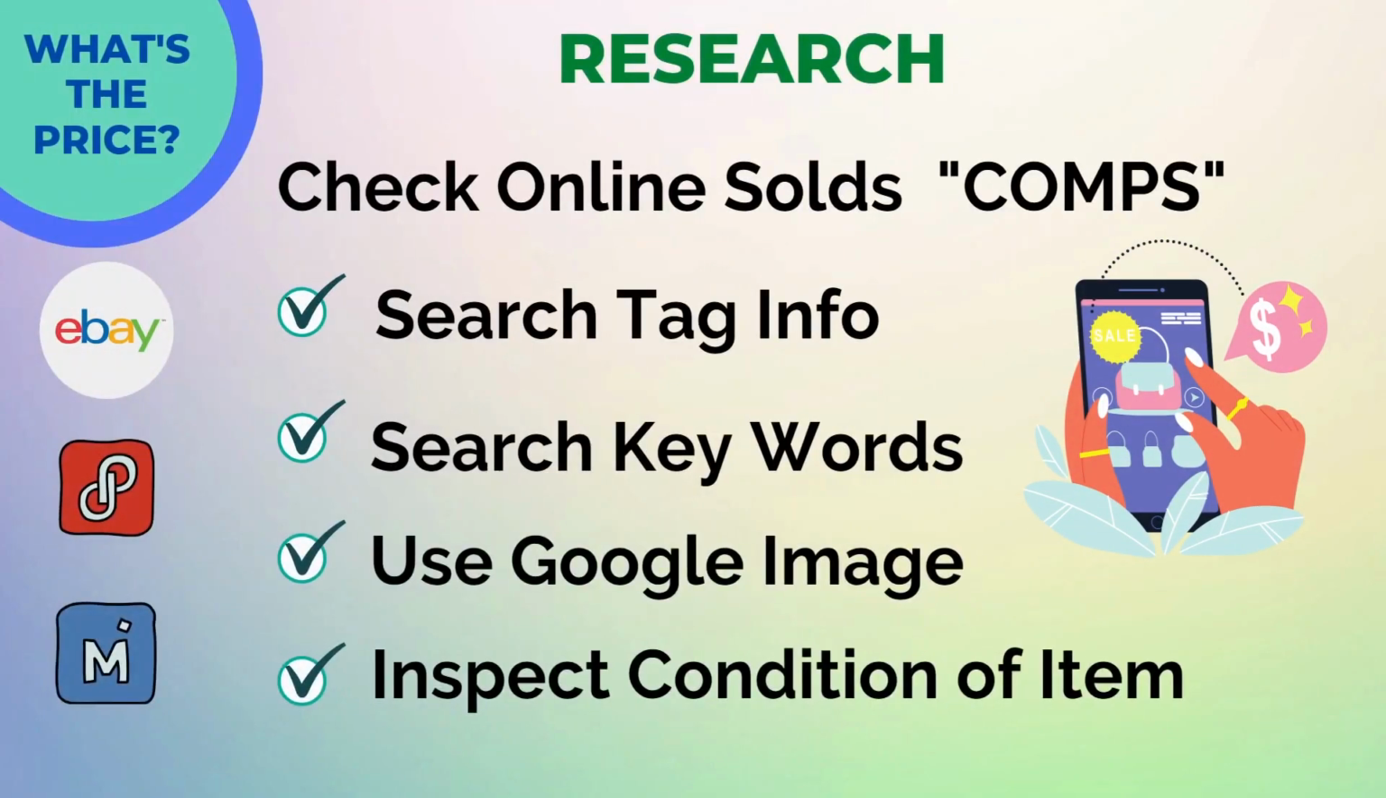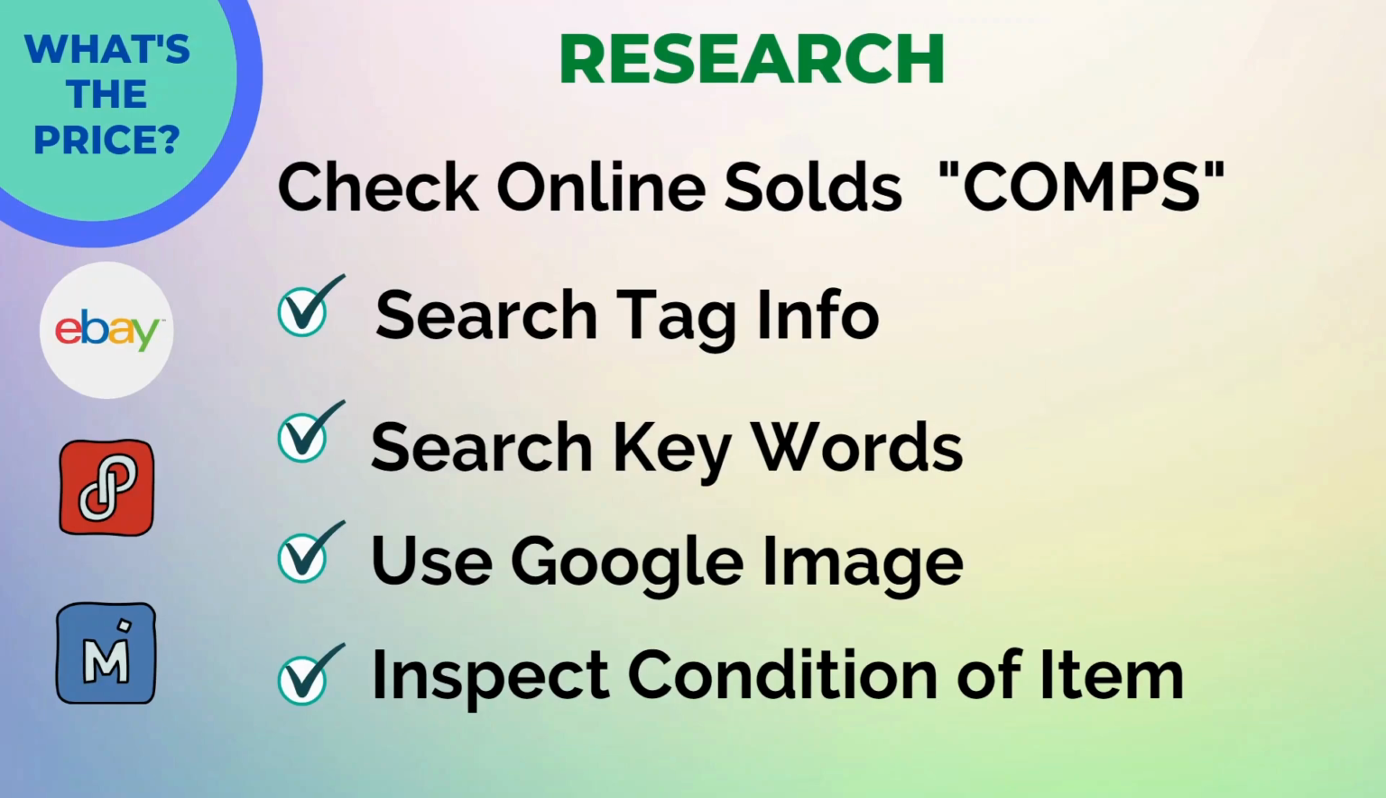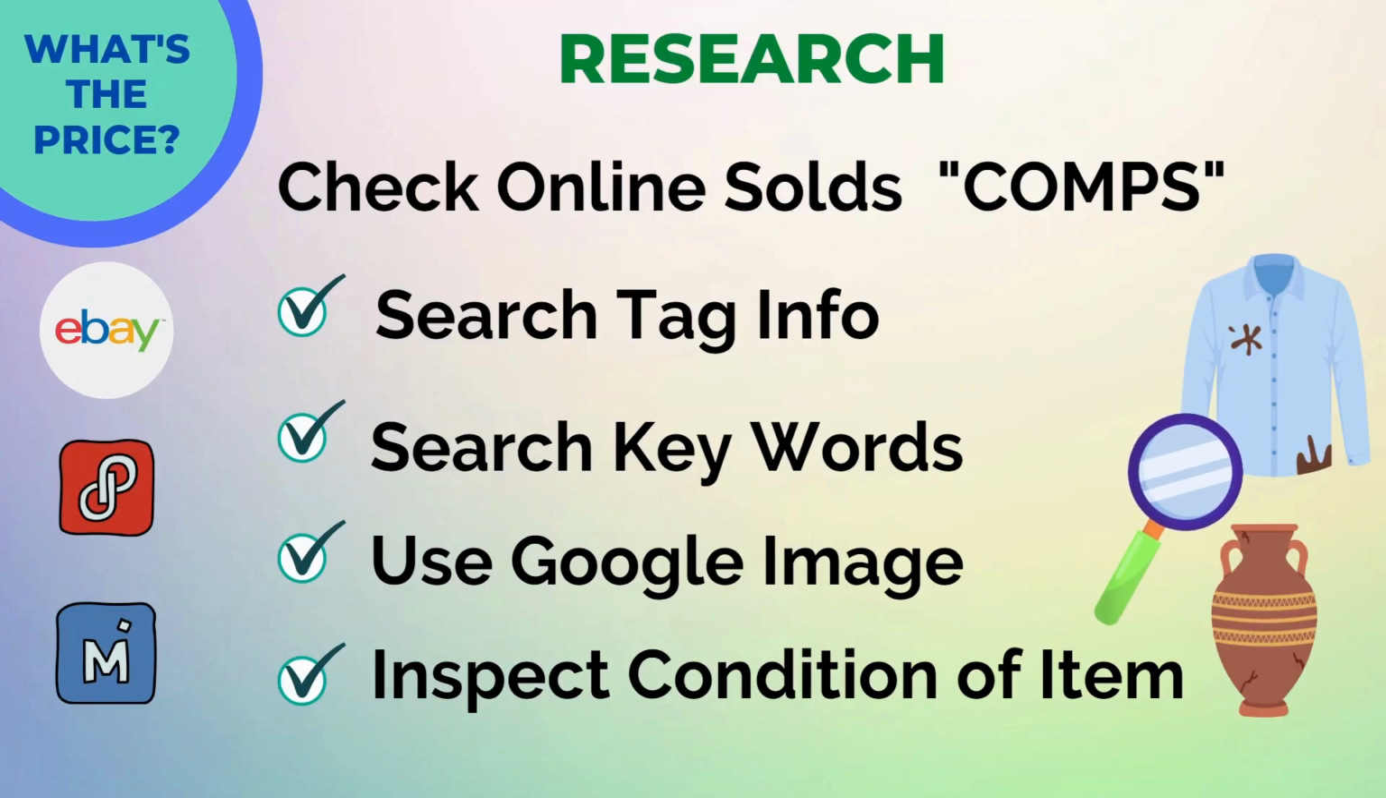Let's begin with the most important strategy every reseller should know. Checking online for current sold items provides valuable information that will help you set your sales price. You can use the tag info from your item, keywords, or the Google Image app to find out how much your specific item has sold for previously. Please keep in mind that the condition of your item will also influence the price. You'll need to inspect it carefully for any damage or flaws.